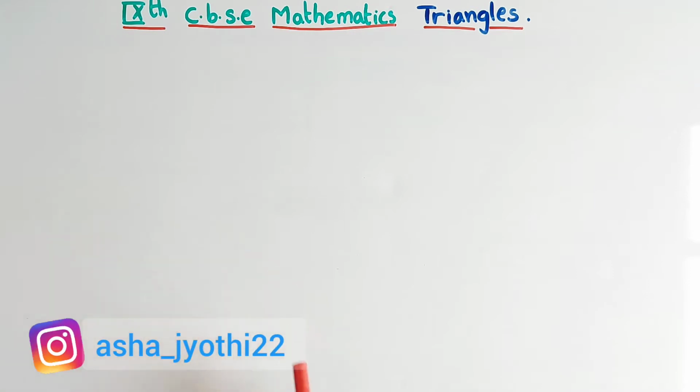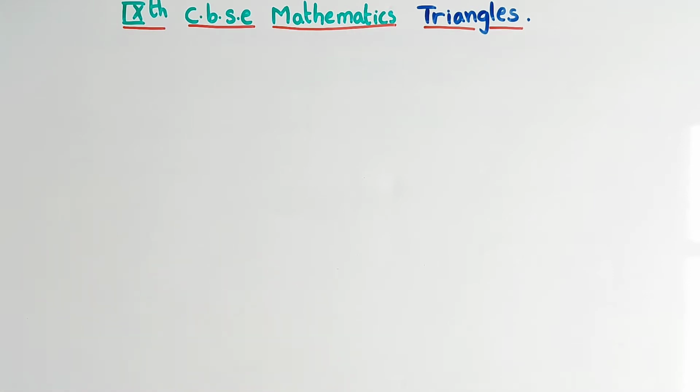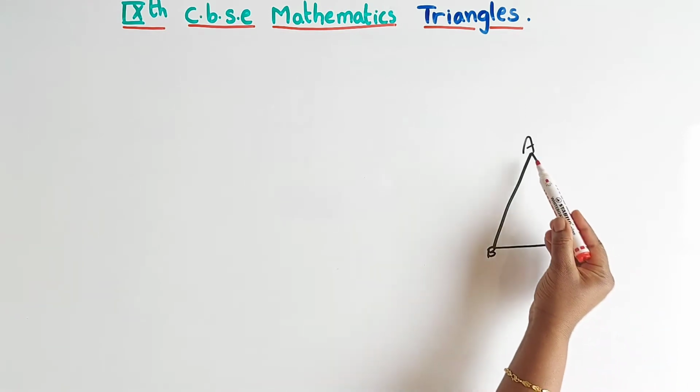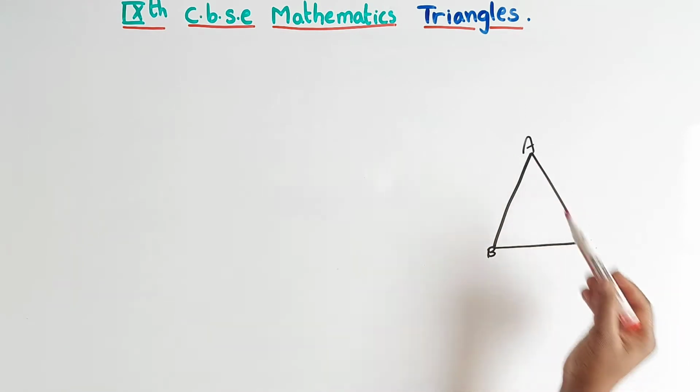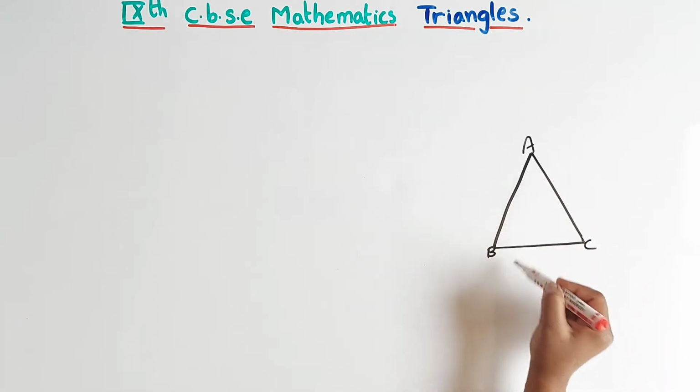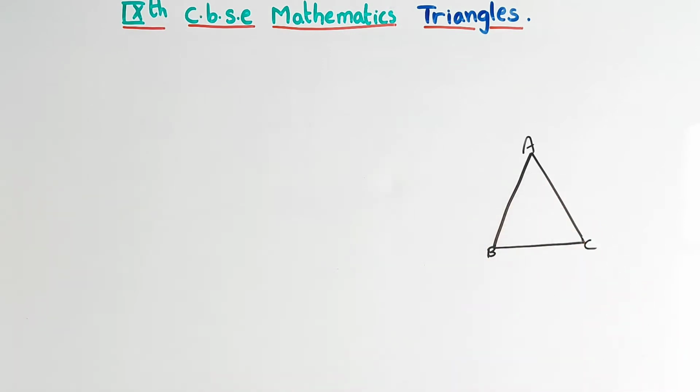We are learning 9th standard CBSE Mathematics, Chapter 7 Triangles. In earlier classes, you have already learned about triangles, right children? Triangle is a closed figure. It has 3 sides and 3 vertices, 3 angles, right? But here in this class, we are learning congruence of triangles.